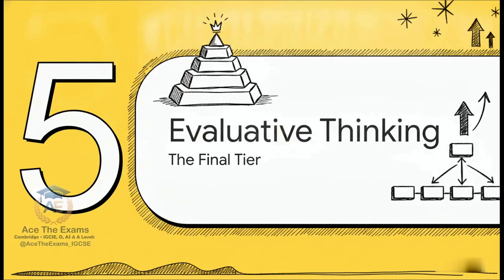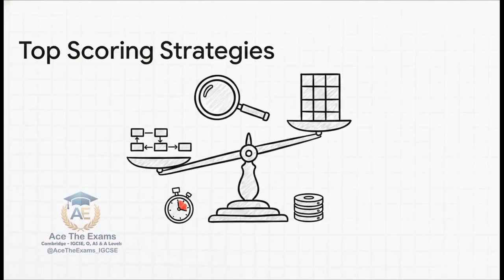Finally, we reach Section 5, Mastering Evaluative Thinking, the final tier. Higher-order assessment objectives demand so much more than just writing code that works.